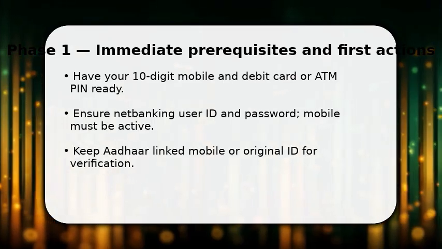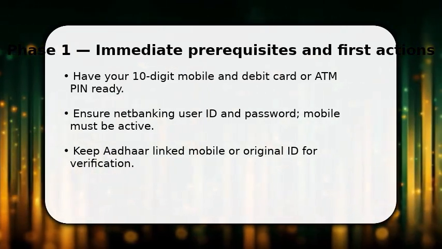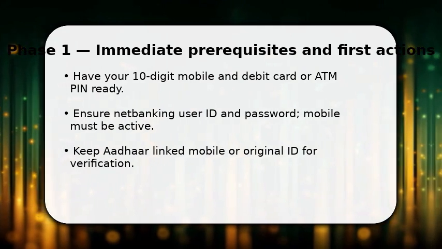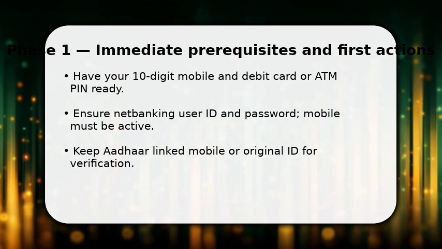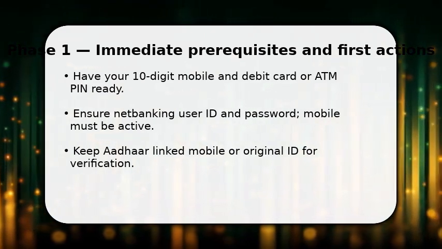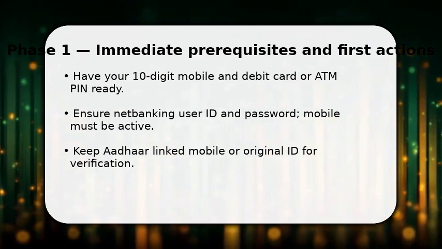You begin by logging into SBI Internet Banking. Enter your user ID and password, then complete any OTP verification. This confirms your identity. Once done, navigate to the Profile section and select Update Contact Details. You do this now because transactions depend on a verified mobile.